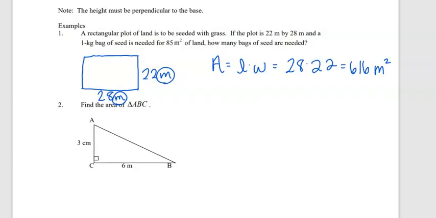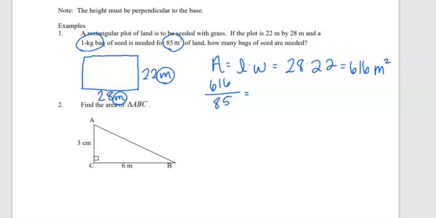Now, one bag covers 85 square meters. And so in order to see how many bags we need, we're going to take the total area 616 and divide it by 85, because each bag will cover 85 square meters. Now, if you do this calculation, you're not going to get an exact number of bags. You can divide this out by long division if you want, or you can use a calculator. On this particular problem, I would let you use a calculator.